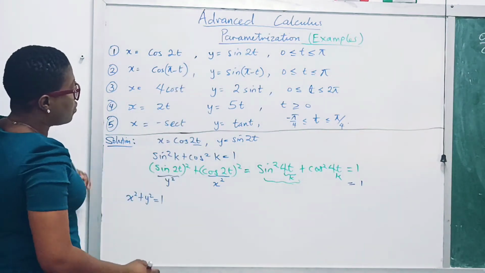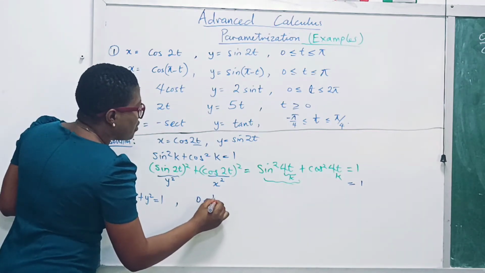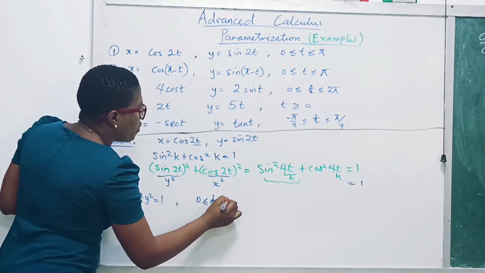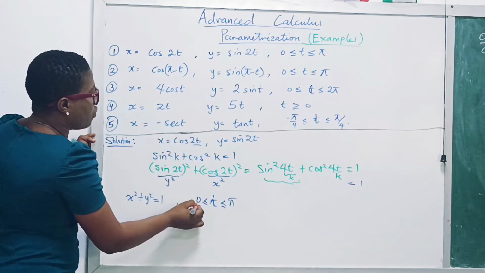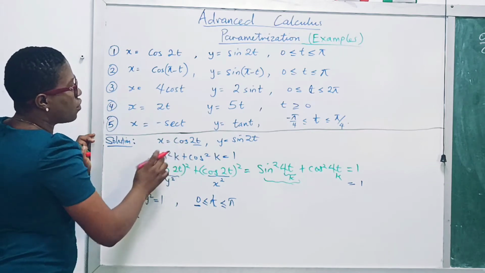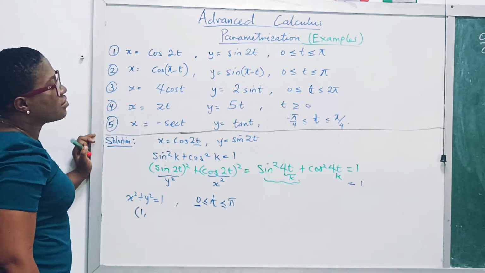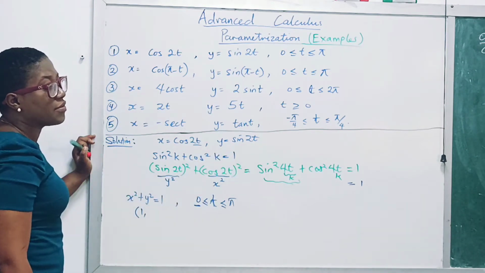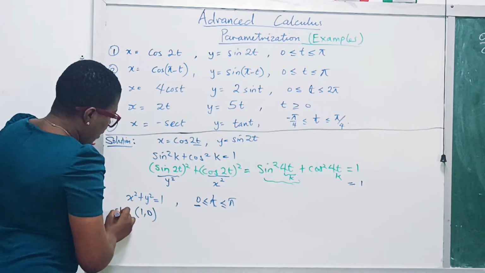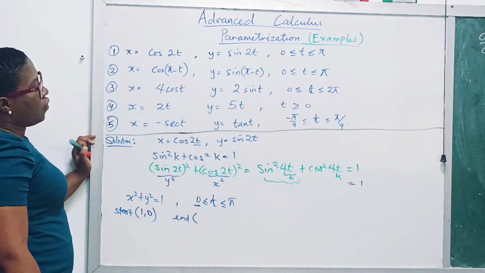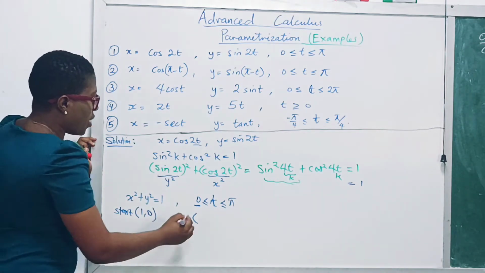Yes. Our start point is that. The only thing is that our start and end will change. So you have 0 less than or equal to t less than or equal to pi. So if I put 0 first of all here, what do I have? My x is cos 2 times 0, cos 0, 1. My y is sine 2 times 0, sine 0, so 0. So we are starting here at 1, 0. We'll put pi here. Cos 2 pi is what? 1.